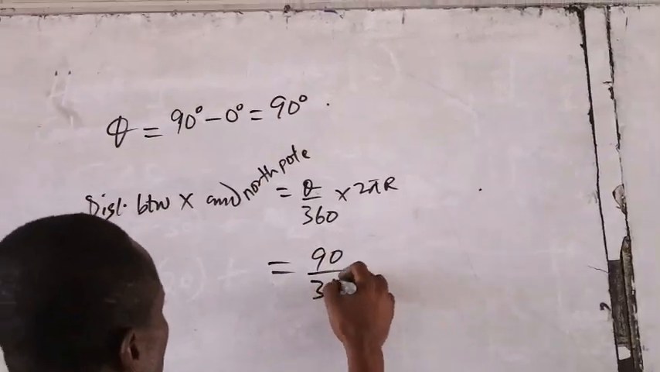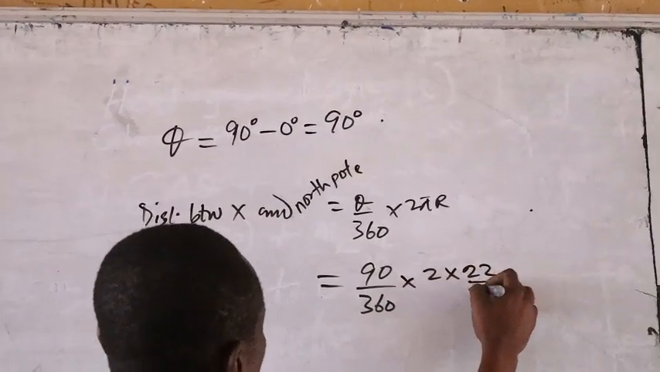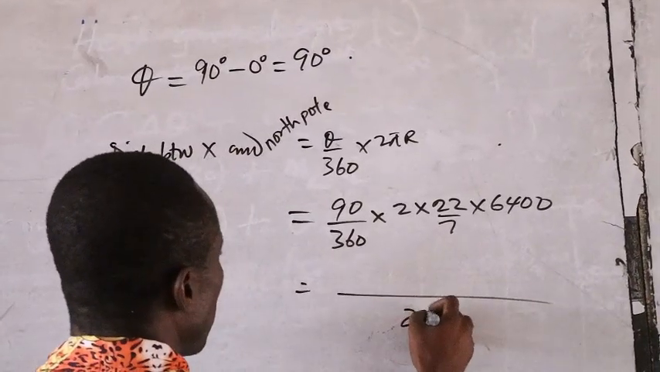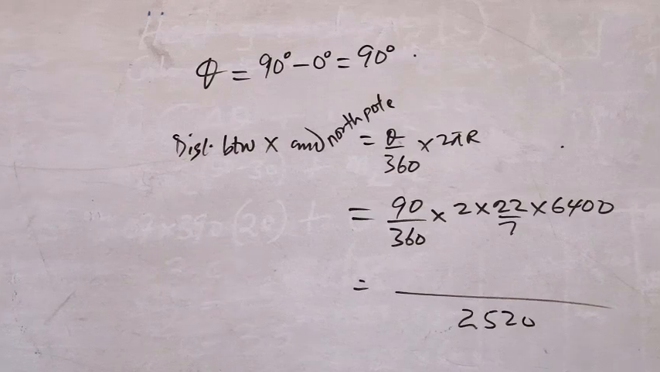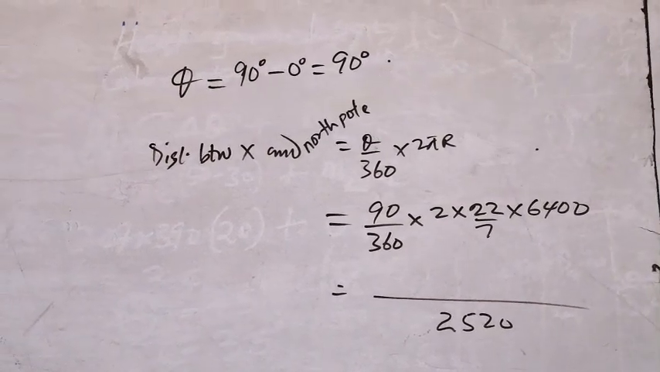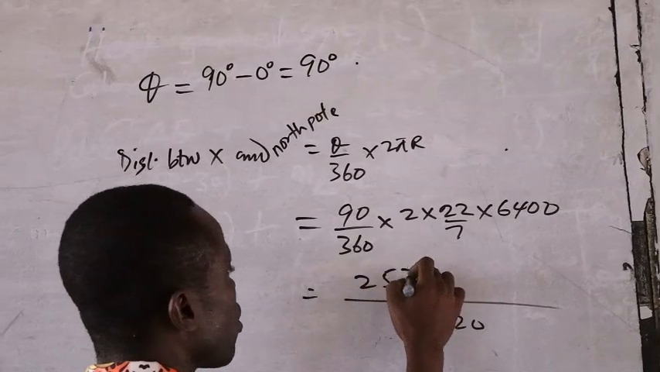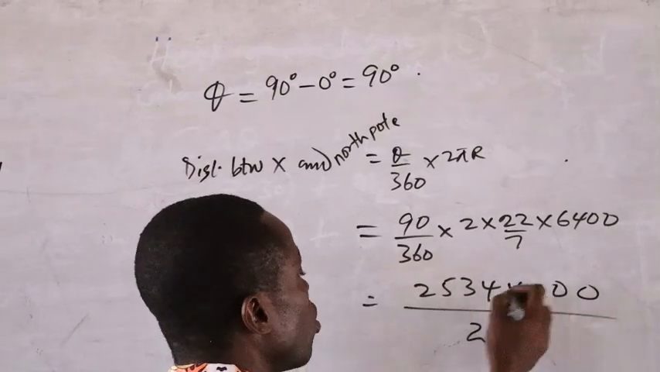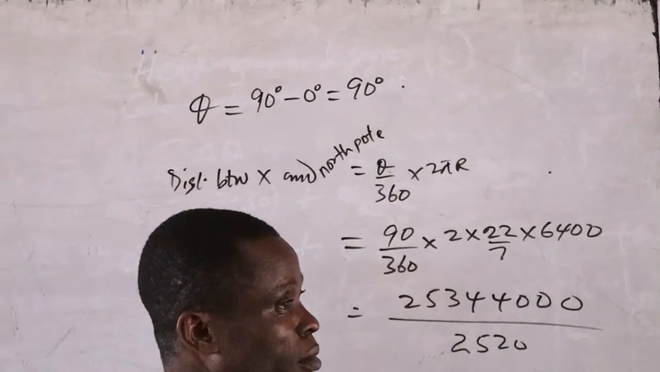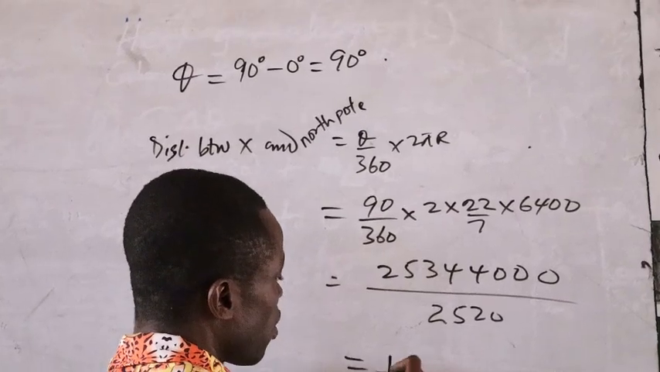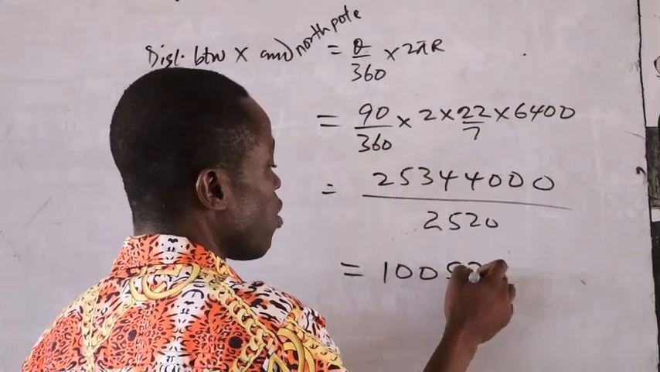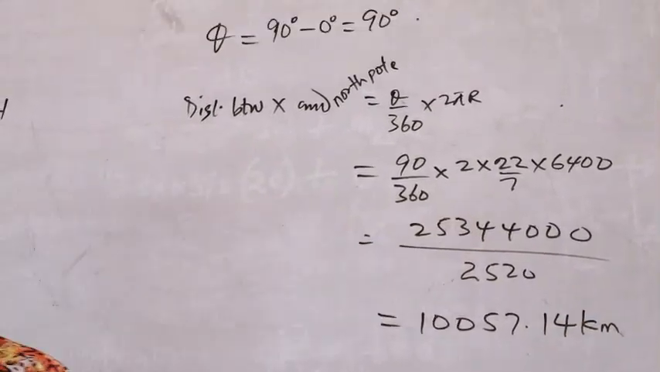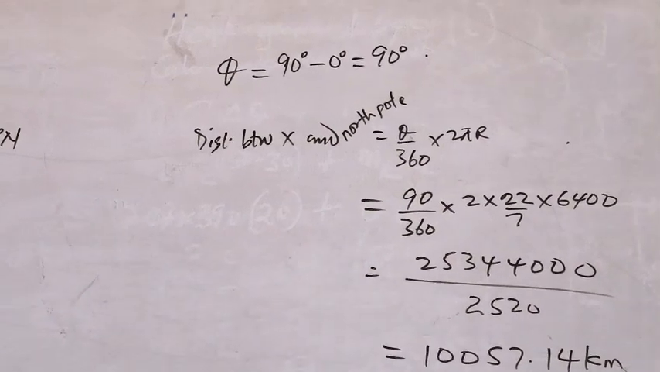90 over 360 times 2 times 22 over 7 times 6,400. Now, the product of 360 and 7 is 2,520. So 90 times 2 times 22 times 6,400 over 2,520. Then the zeros, how many zeros? 3. Okay, divide. The answer is 57.14 kilometers. So you guys say the thing is very simple. Is it difficult? It's very simple.